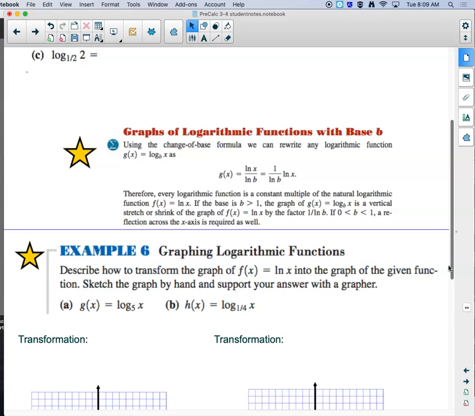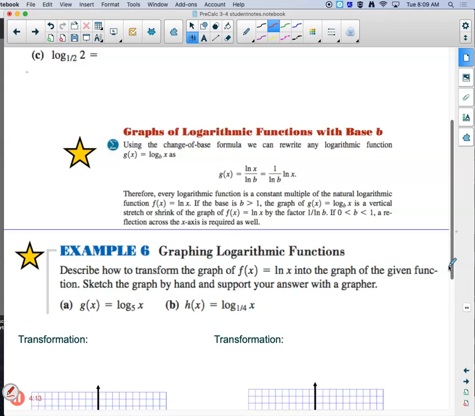Using the change of base formula, we can rewrite any logarithmic function, g of x equals logarithm base b of x, as g of x equals the natural log of x over the natural log of b. Now that's the basic change of base formula there. The natural log of what it is we're trying to evaluate, which is x, divided by the natural log of the base. But what that allows us to do is say, you know what, I could rewrite this as 1 over the natural log of b times the natural log of x.